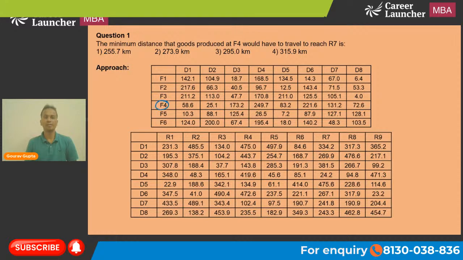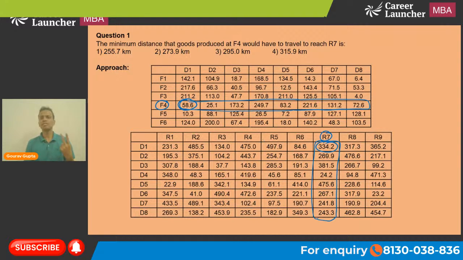I have to start from F4, and these are the distances that will be taken into consideration according to the different depots that I'll be using. Similarly, finally, I'll have to reach R7. Depending upon the depot, I'll be considering these distances which are given along this column. Corresponding to D1, I have a distance of 58.6 and 334. Looking at the approximate value, it is 390 something.